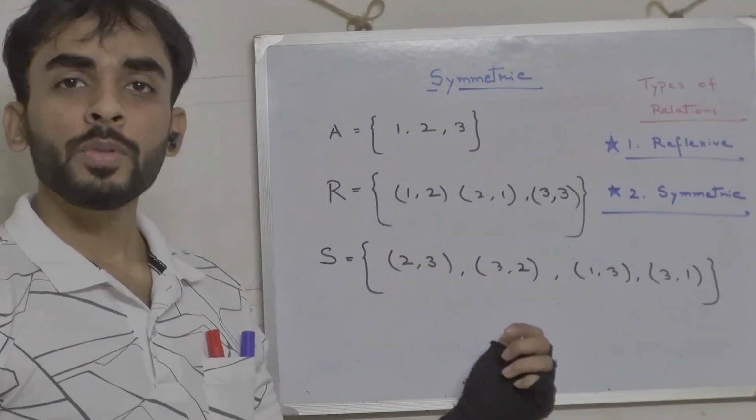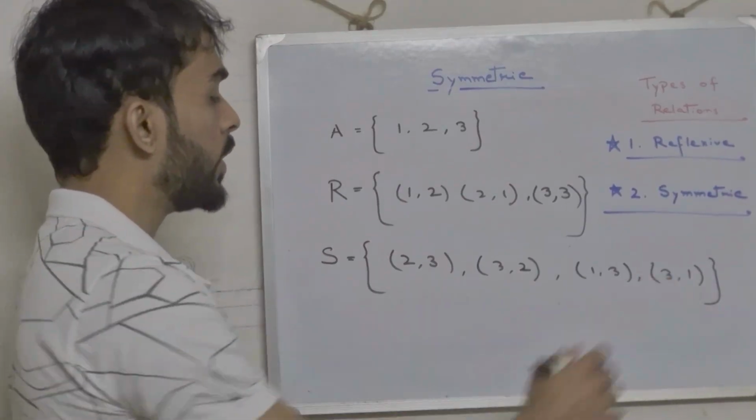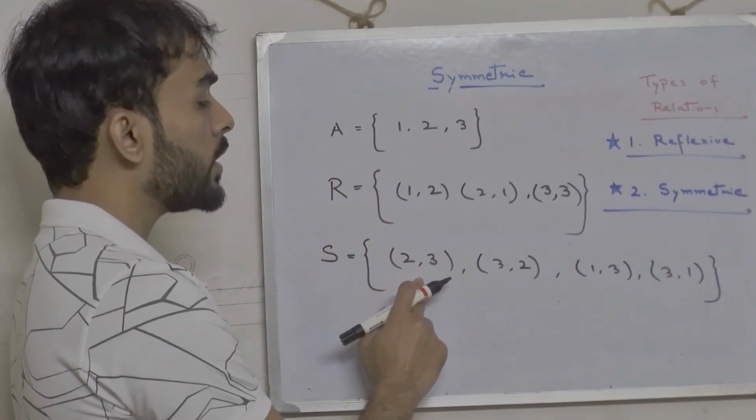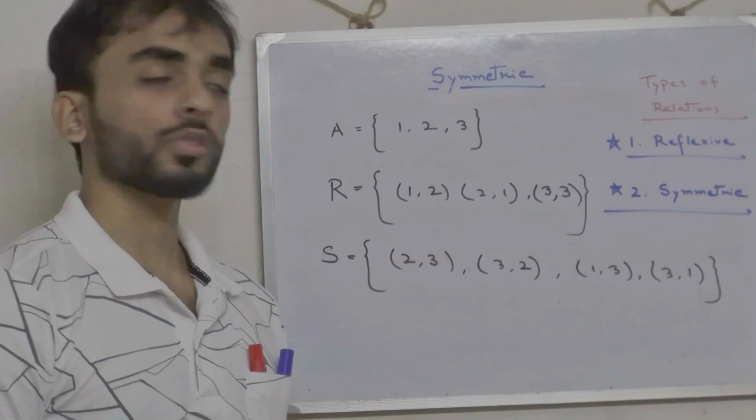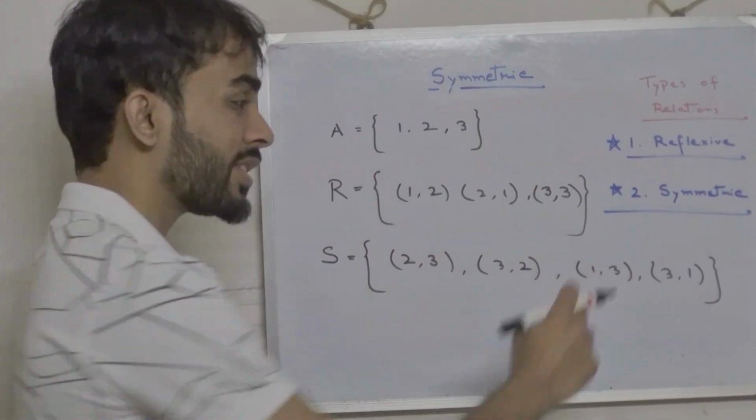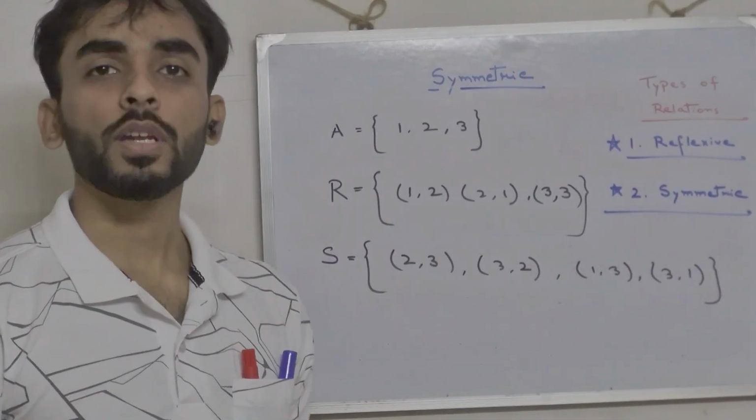Now to make it a symmetric relation, we have added a few elements. Now check, 2 comma 3 is here, its opposite, its inverse is also here. 1 comma 3 is here, its inverse is also here. Now it is a symmetric relation.